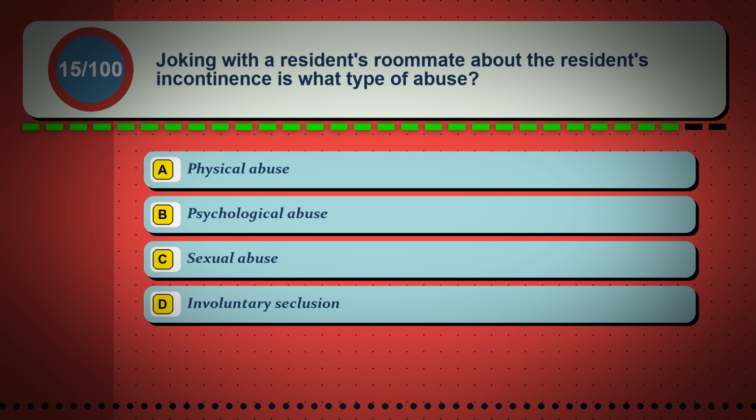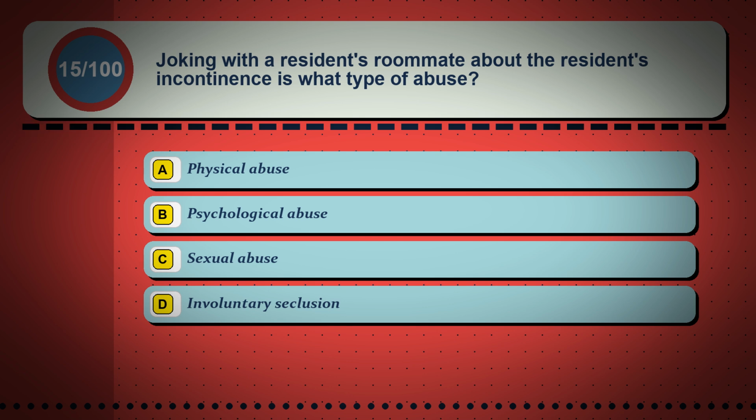Question 15. Joking with a resident's roommate about the resident's incontinence is what type of abuse? Option A. Physical abuse. Option B. Psychological abuse. Option C. Sexual abuse. Option D. Involuntary seclusion.